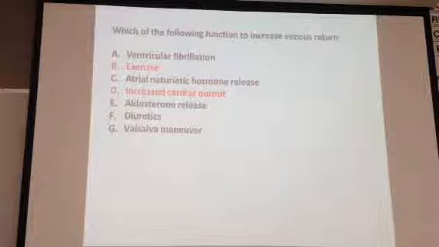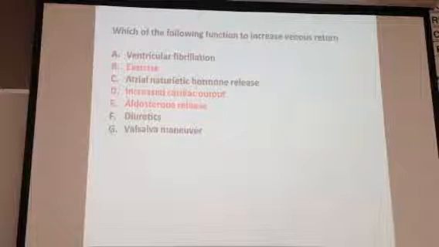Aldosterone release. Yes, because that's the opposite of the atrial natriuretic. More sodium in, more water in, more blood volume, more blood returning to the heart. Diuretics? Nope, that's the same as our atrial natriuretic.